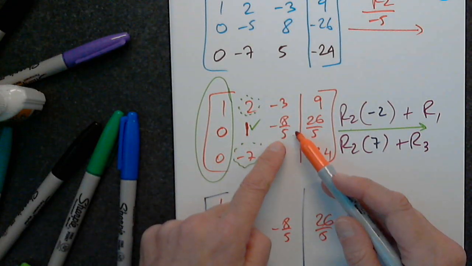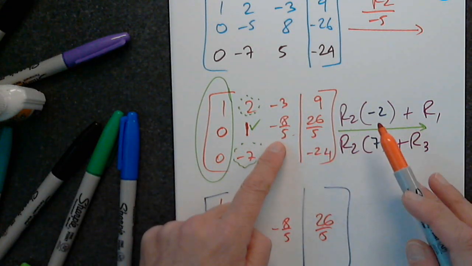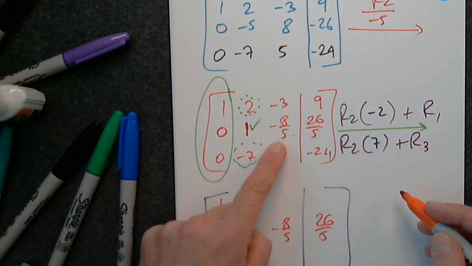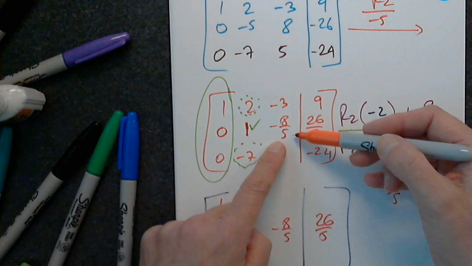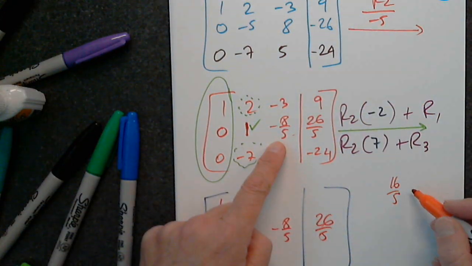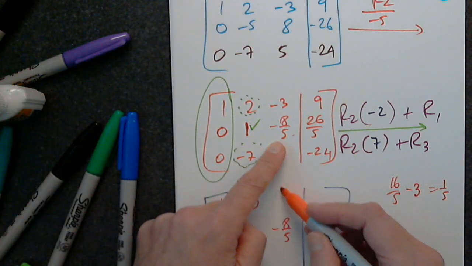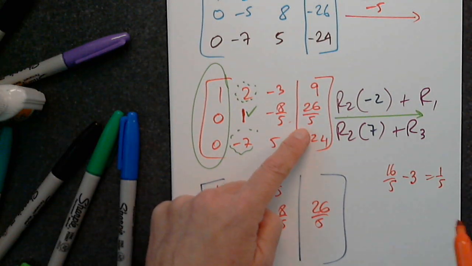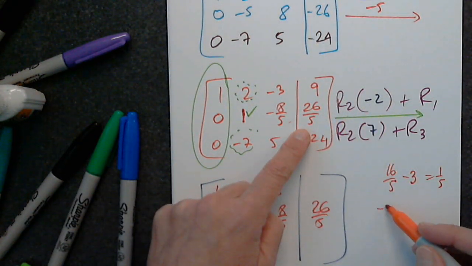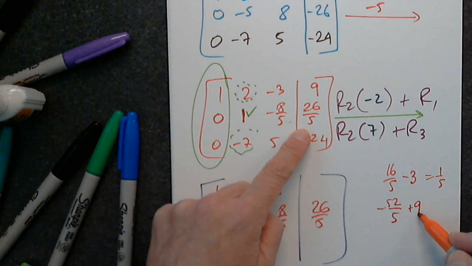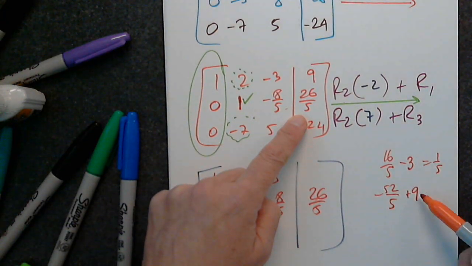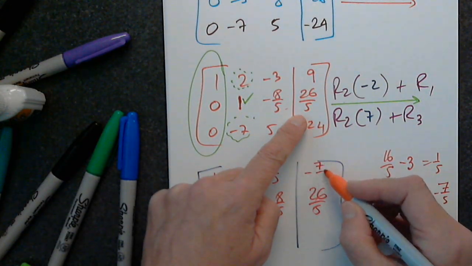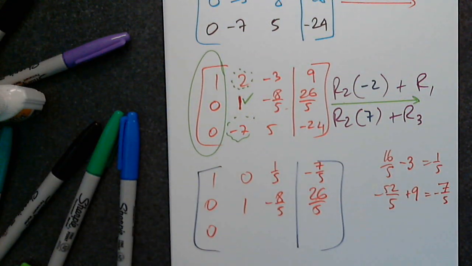Good. Careful now. Negative 8 fifths times negative 2 over 1 is 16 fifths. 16 fifths has to be added to negative 3. 15, 16 minus 15, 1 fifth. Now careful at the next step, because when I multiply these two, I get negative 52 fifths plus 9. 45, so this is negative 7 fifths. So with these fractions, you have to be careful.